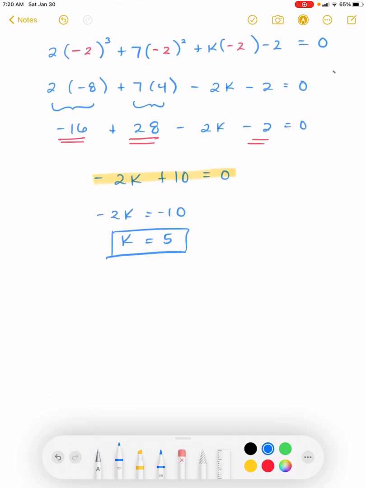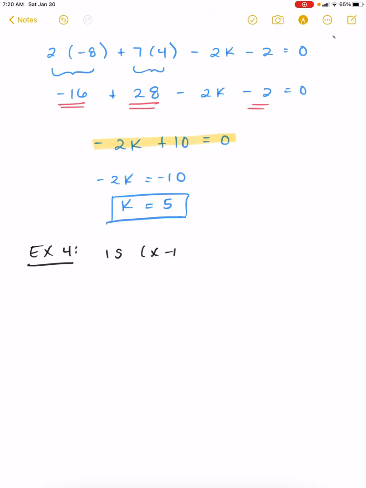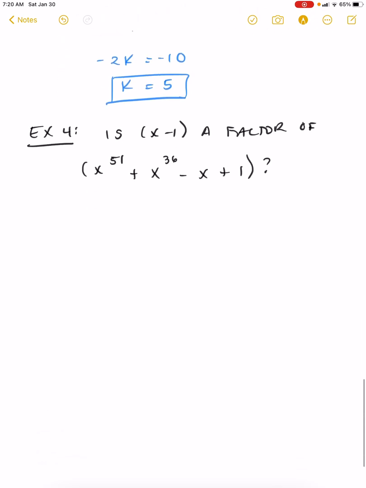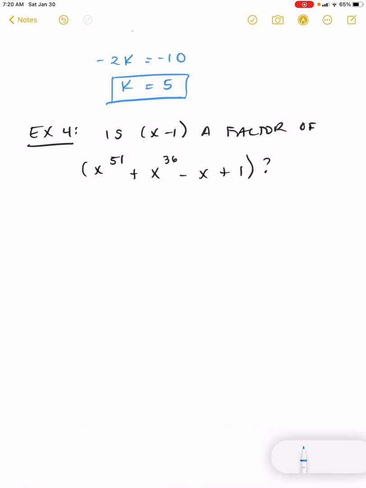I know this is getting a little bit long, but since you are probably watching these because you were absent, I think it's important we end with this last example. Last one I'm going to do: is x minus 1 a factor of x to the 51st power plus x to the 36th power minus x plus 1? I like this last example because it does a good job of explaining why this remainder theorem is important. Is this x minus 1 a factor?